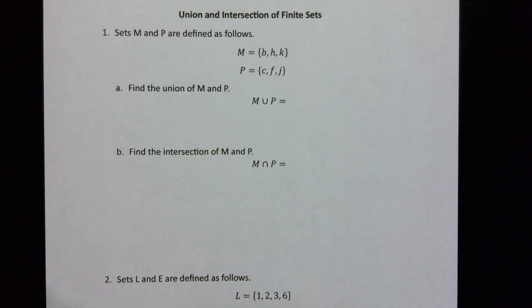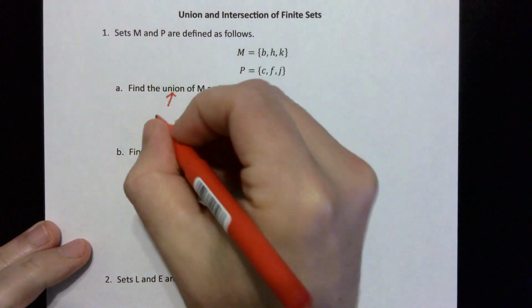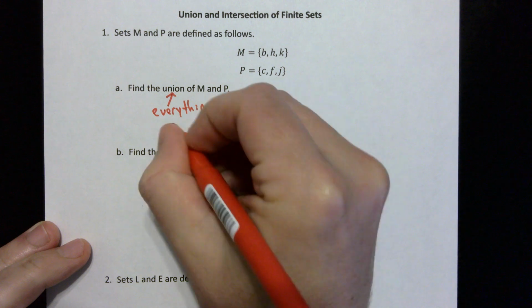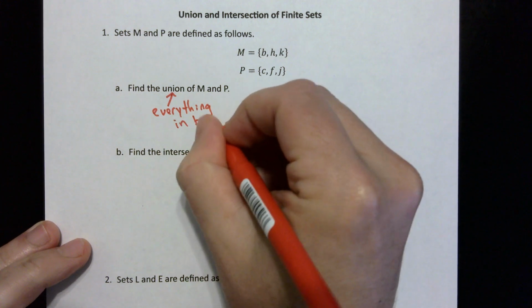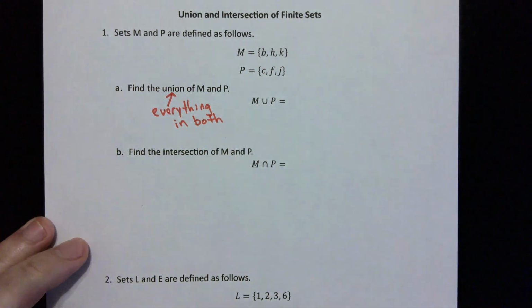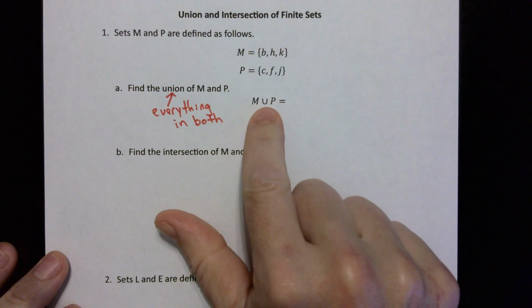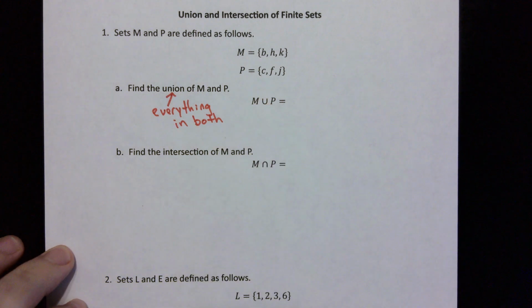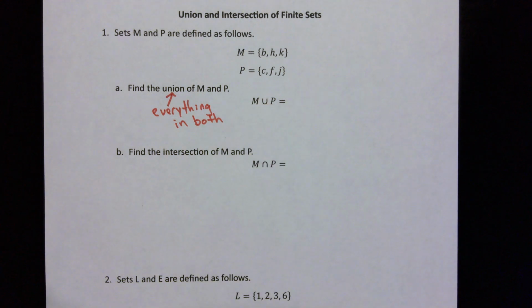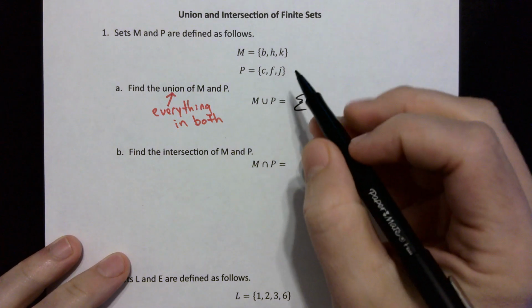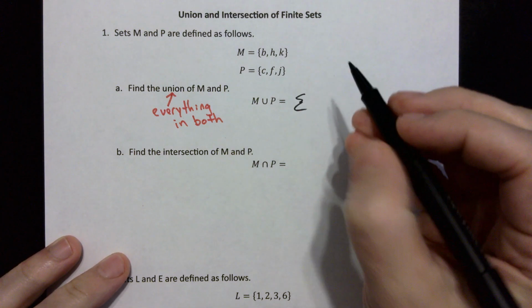Okay, so the union is everything in both. If it shows up in either one of them, we're going to write it down in the union. And the union is defined by this U right here. So union means everything that's in both. So we write down our answer. If it's listed at all in M or in P, we're going to write it down. That's going to include everything that's in both. And if anything repeats, we won't write it twice.